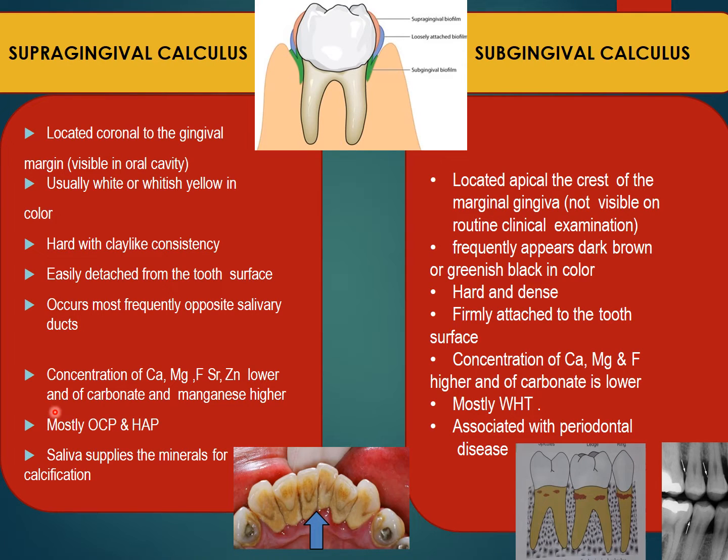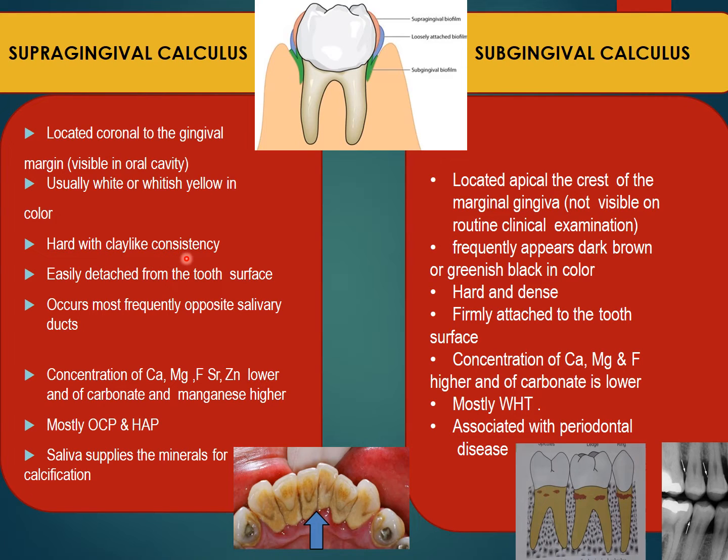Supragingival calculus, as we said before, is seen coronal to the gingival margin, so it is visible in the oral cavity. Whereas subgingival calculus is located apical to the crest of the gingival margin, so it is not visible on routine clinical examination. Supragingival calculus is usually white or whitish yellow in color, whereas subgingival calculus frequently appears dark brown or greenish black. It is hard with a clay-like consistency.